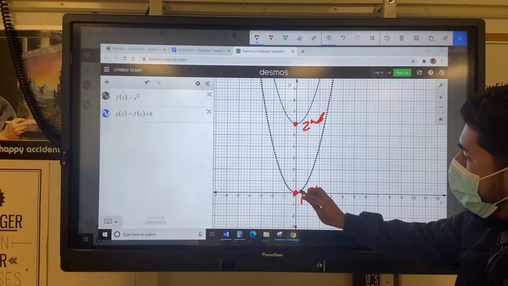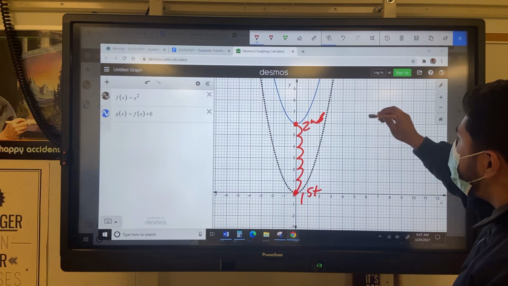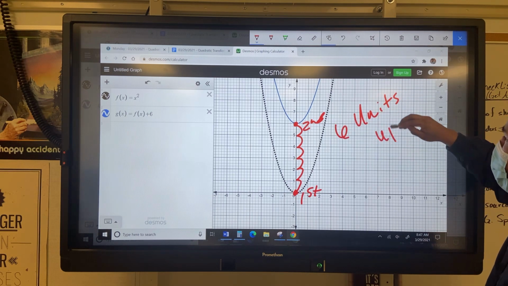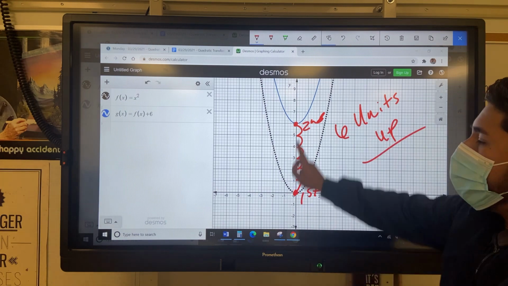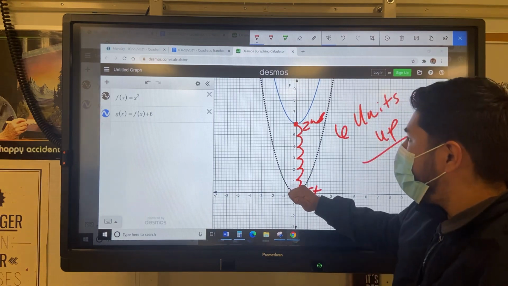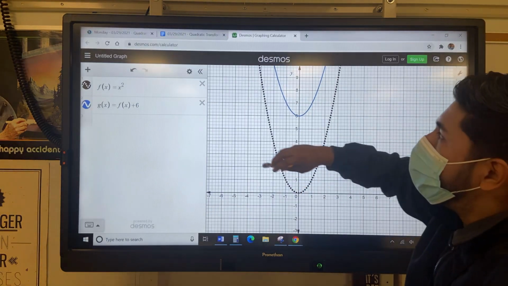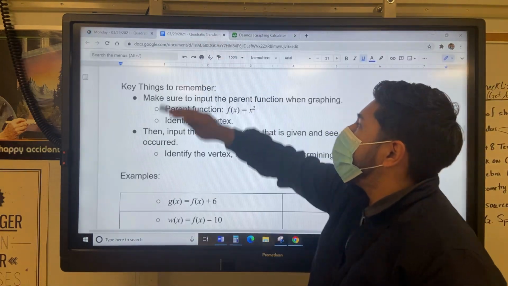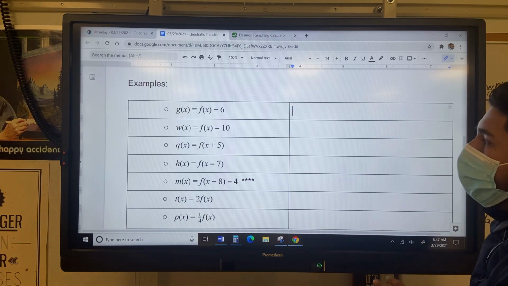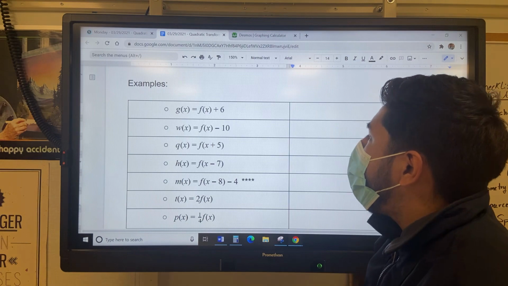As you can see, it went up. 1, 2, 3, 4, 5, 6. So we should be able to say it went 6 units up. That's all it is. We saw the function, make sure you identify the vertex, and it went up. Cool. So then right here, you have a piece of paper. You're gonna say, okay, it went up. Next one, w of x equals f of x minus 10.